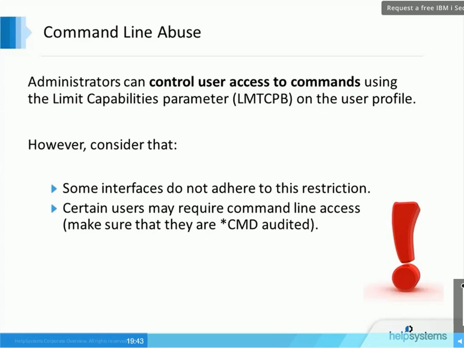The big thing with command line that I always point out to people in my discussions is that not all of the interfaces available to your users adhere to the command line restriction. So the limit capability setting is not always validated. A good example of this is the delete lib directive under FTP can be run by any user regardless of their limit capability setting. There are other interfaces that don't check any of the commands, so you have to be cognizant of the fact that while a user may be limited on the green screen, all they have to do is come around to the side of the house and walk right in the door.